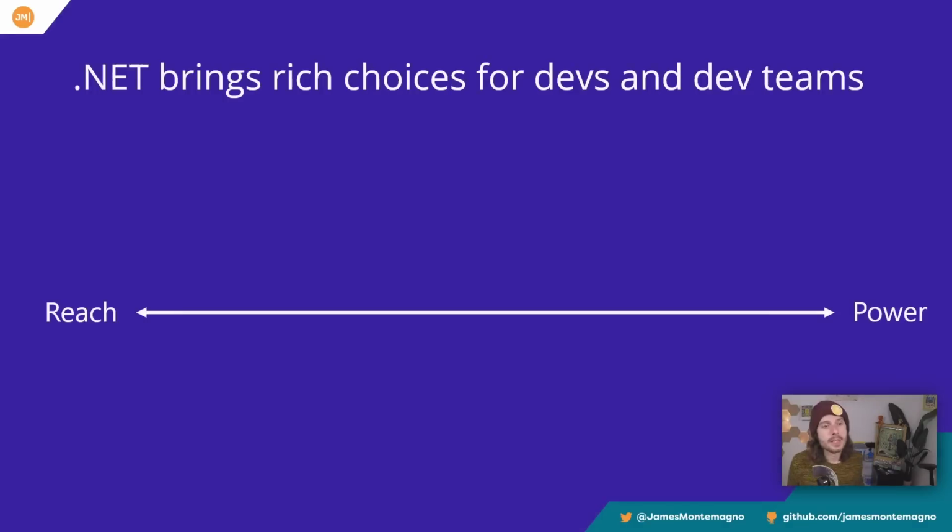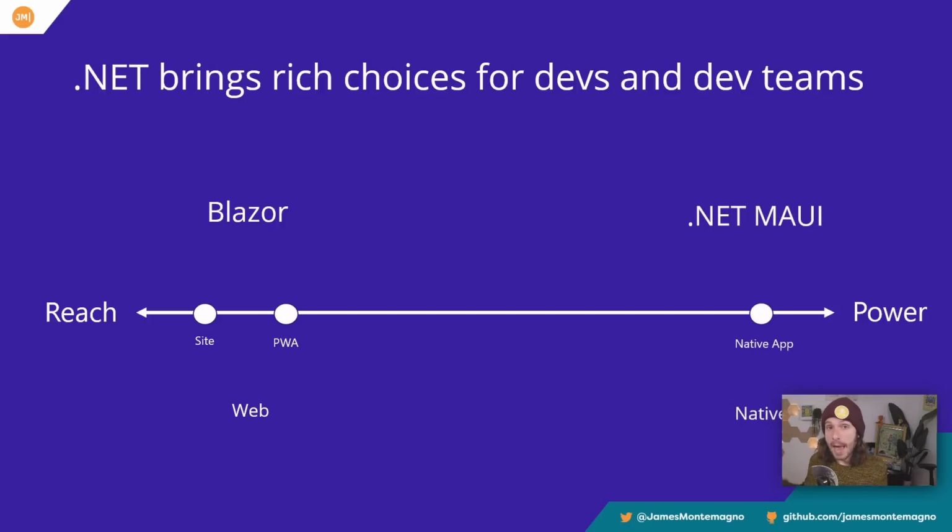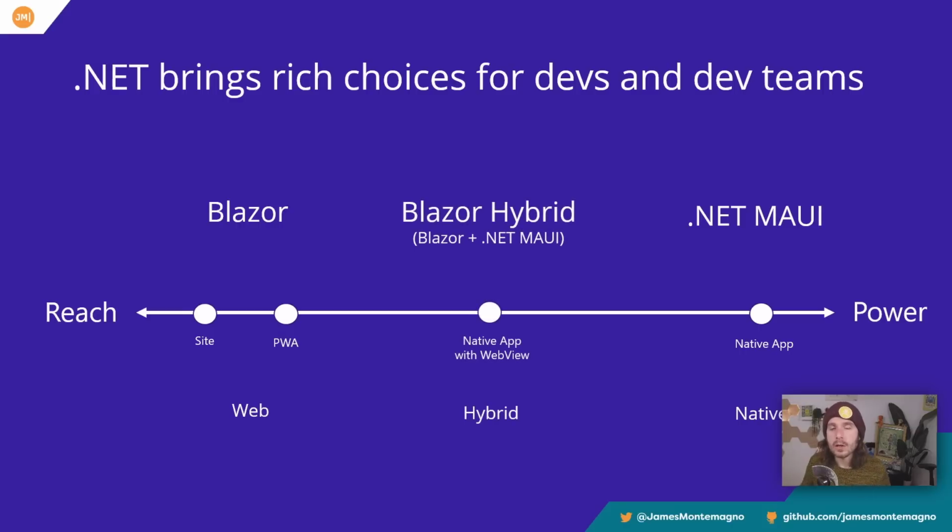So we think about this today. .NET really gives you rich development options for web and client development. You can use Blazor to actually create a full website, a progressive web app, everything you need. You can use .NET MAUI to build 100% a native application, native API, native platform features, or Blazor Hybrid with Blazor and .NET MAUI together that gives you a native app with a web view running natively. And that gives you the best of both worlds.